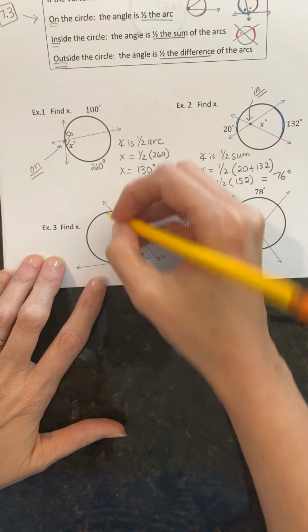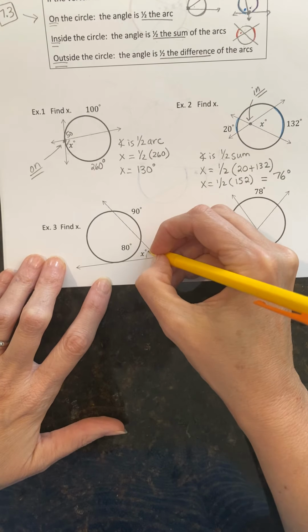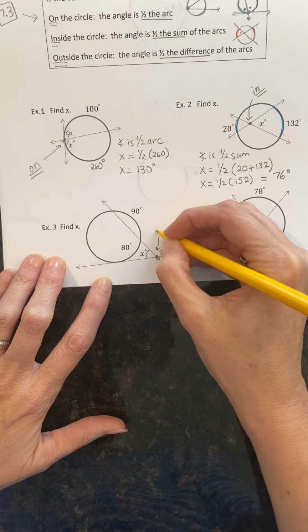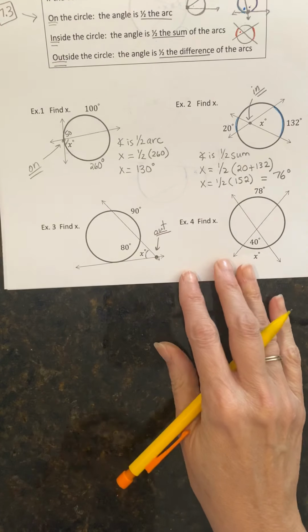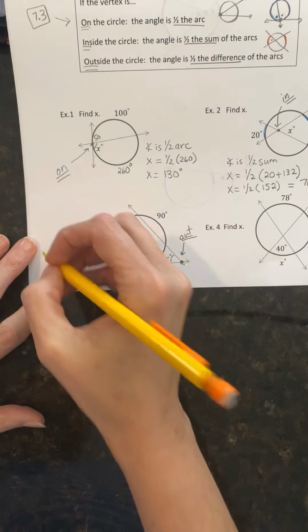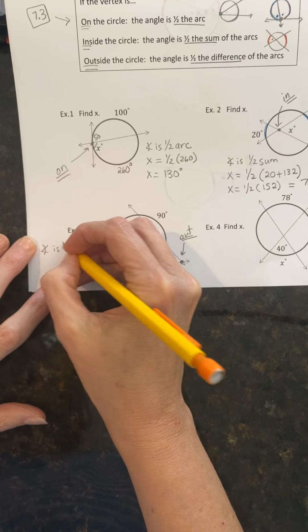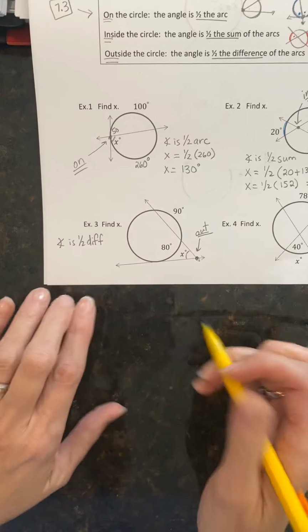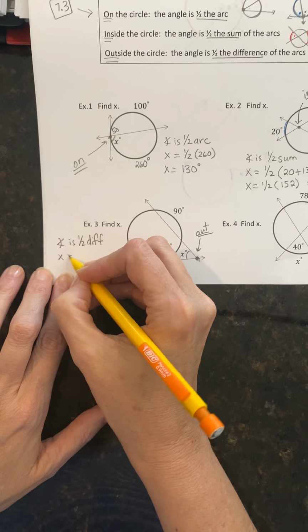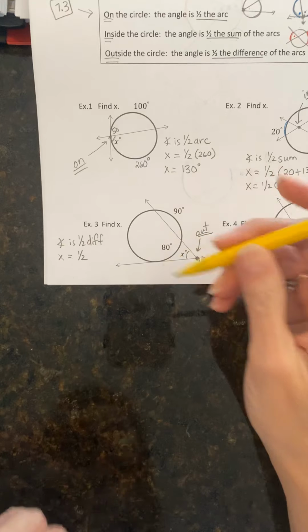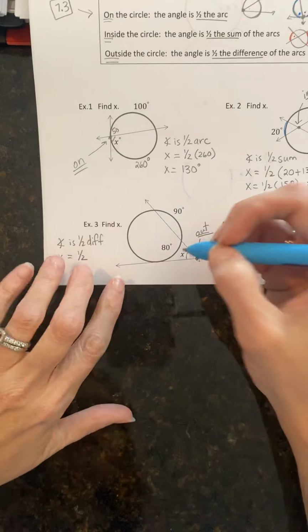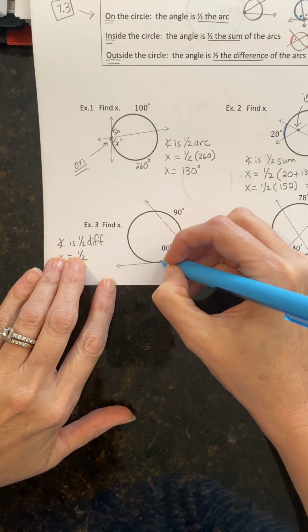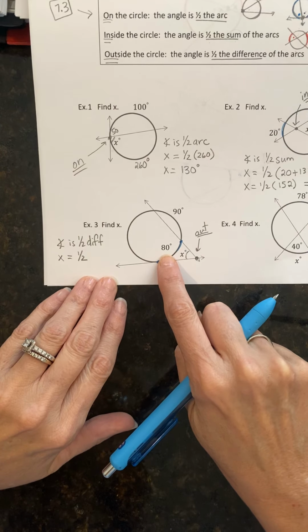So they are crossing. I'm looking for that angle right there. And the vertex of that angle that I'm looking for is here, and that is outside the circle. So whenever they cross outside the circle, the angle is half the difference. So that's the rule. I'm looking for x, so x is half. Now, I need 2 arcs here. I need the 2 arcs that are inside that angle. So that would be this one, which they have said is 80 degrees.